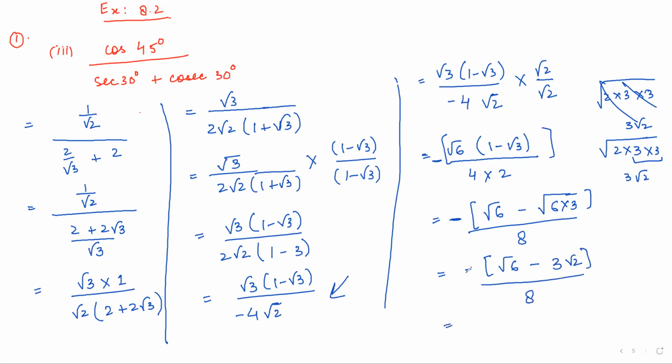Now you take this, open the bracket. So the first term will become minus and the second term will become plus 3 under root 2 and divided by 8. That is the answer finally.